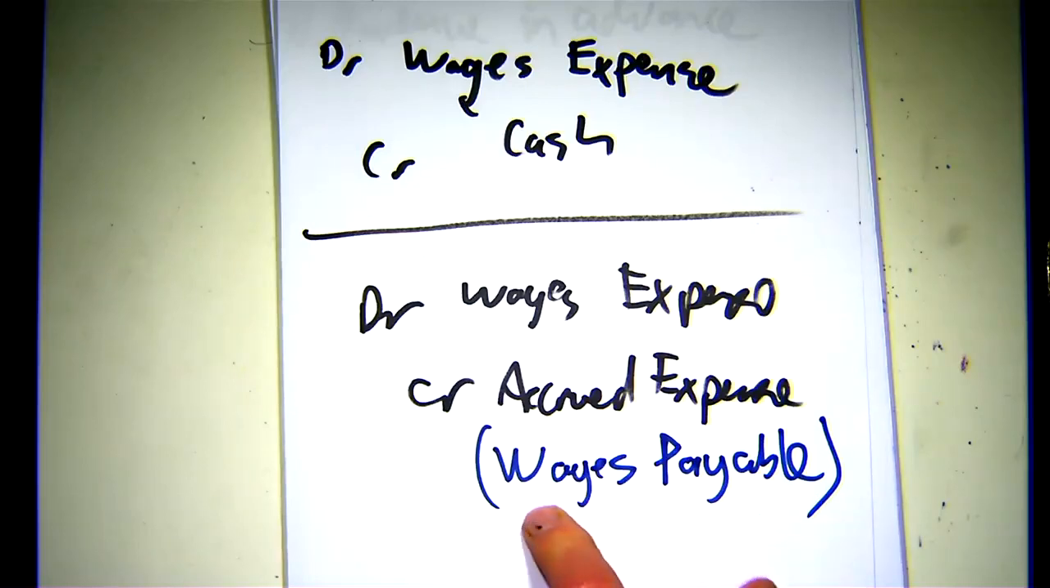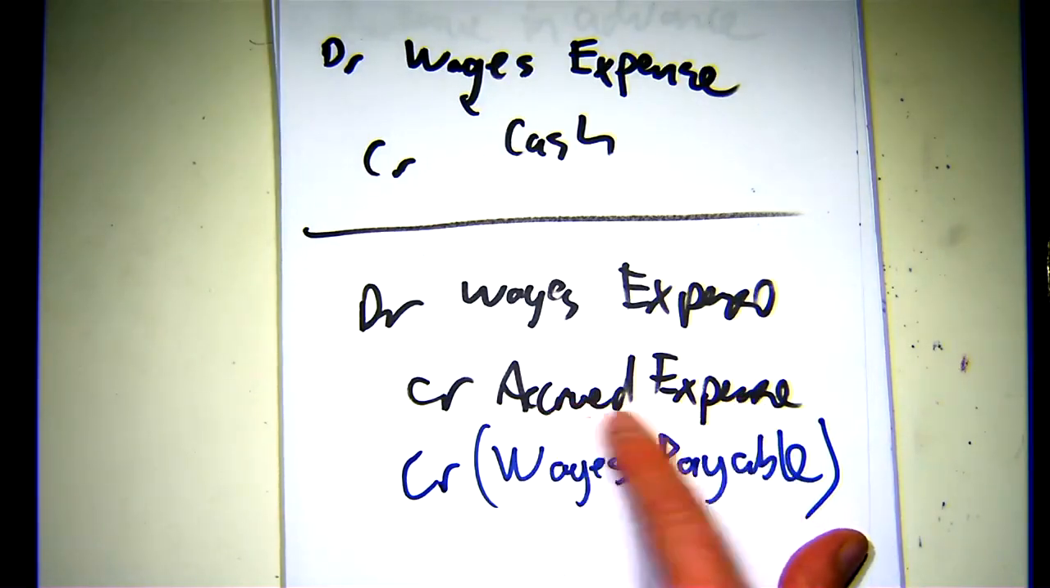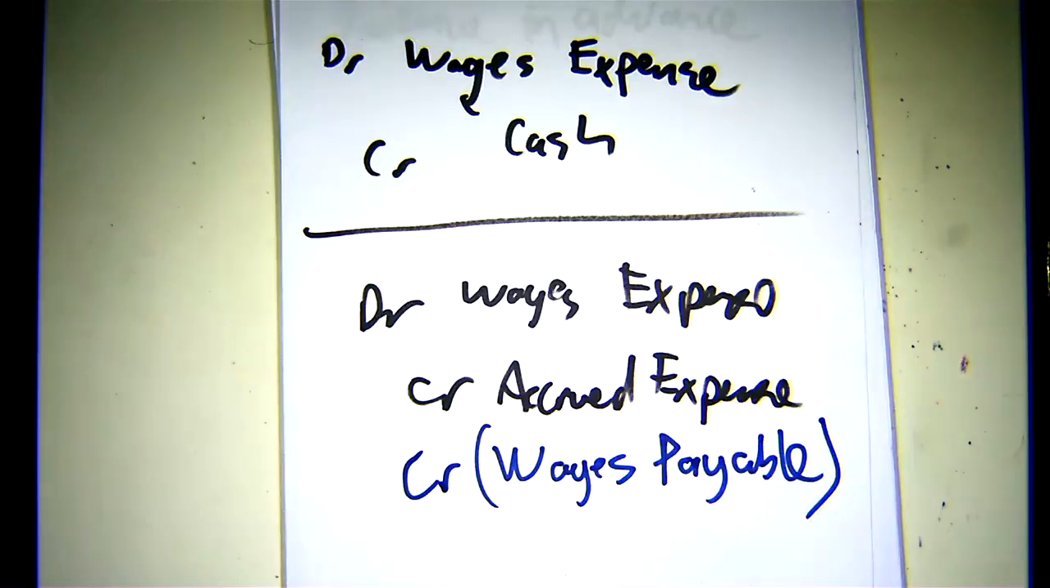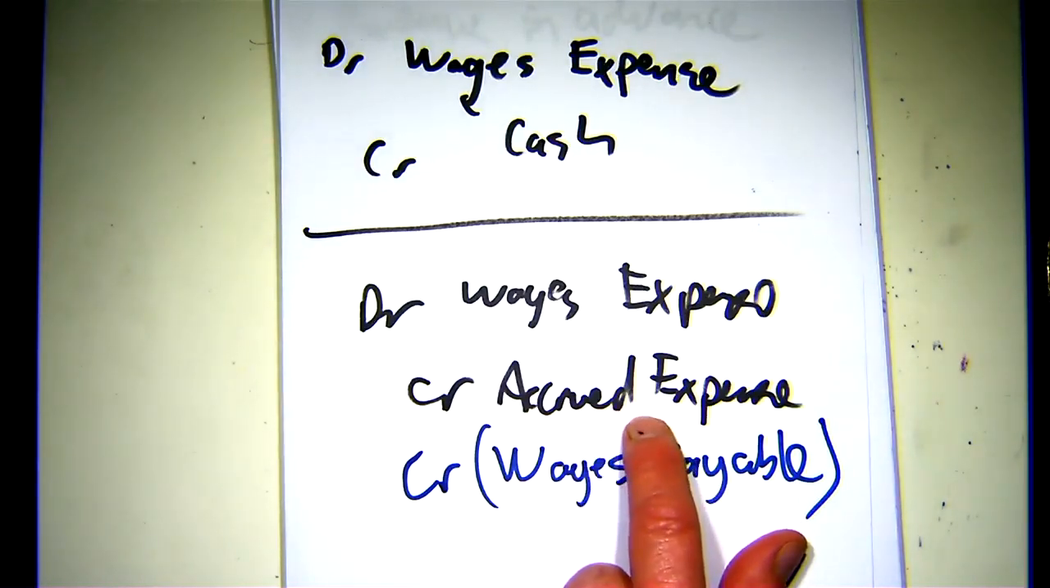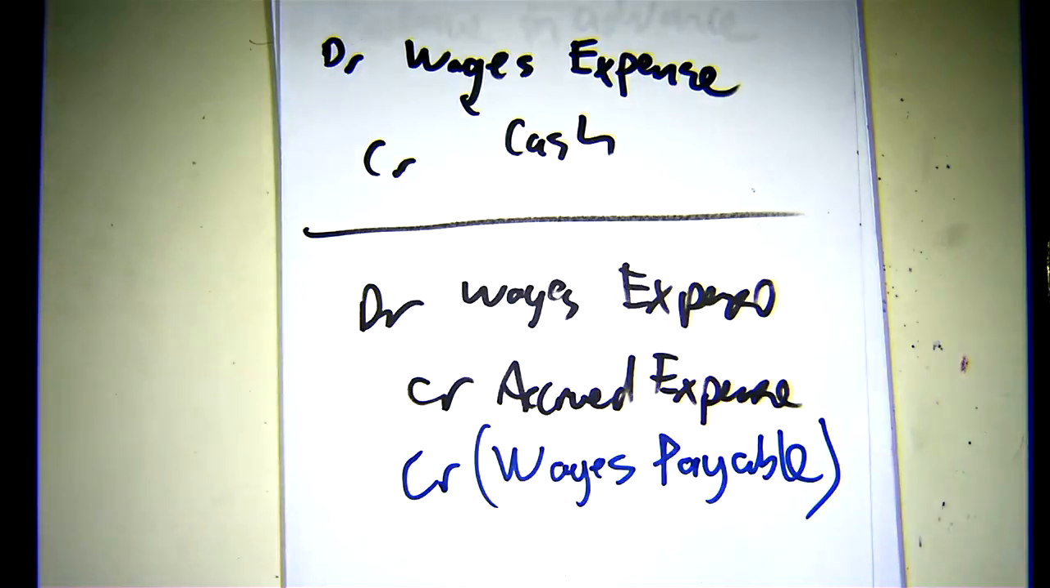So I'll credit wages payable, and there are various classes of liabilities. It could be salaries payable, it could be another type of payable, and there's a more general name for the account called accrued expense. Accrued expense is used as an example when we're teaching debits and credits, but you won't see it in practice because it doesn't provide information about what type of debt or liability it is. It just says it's an accrued expense.